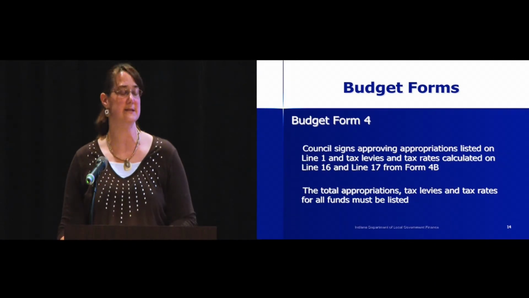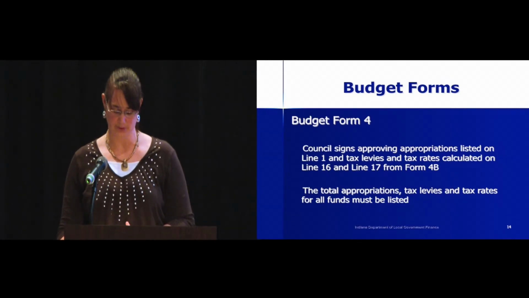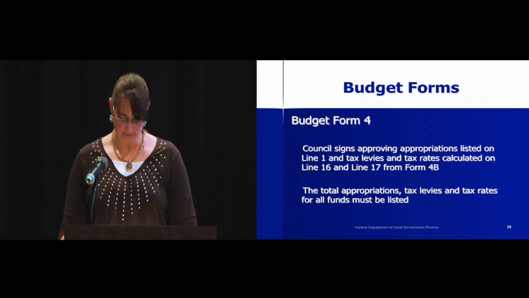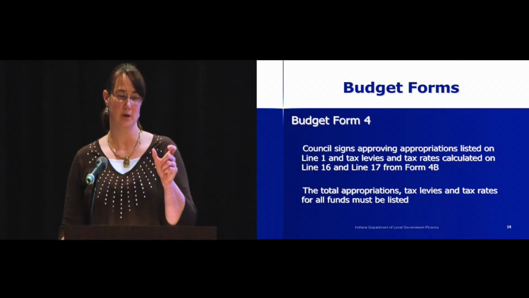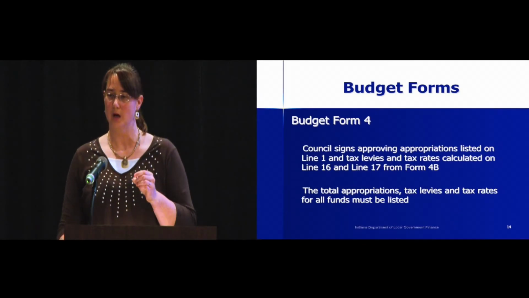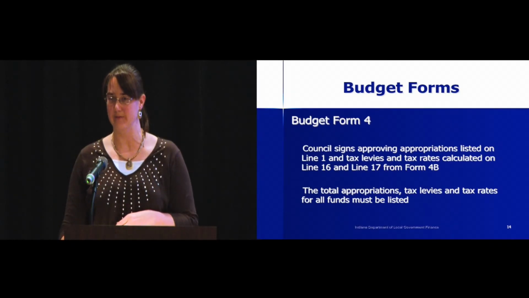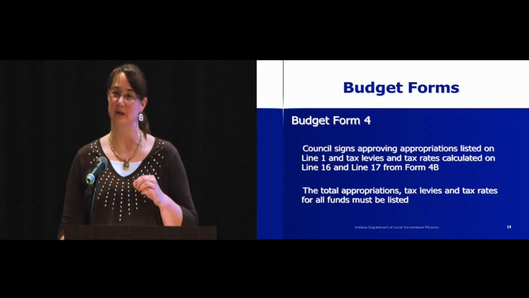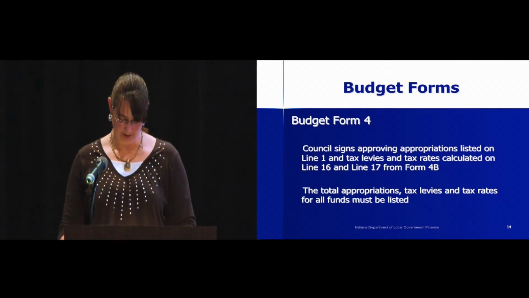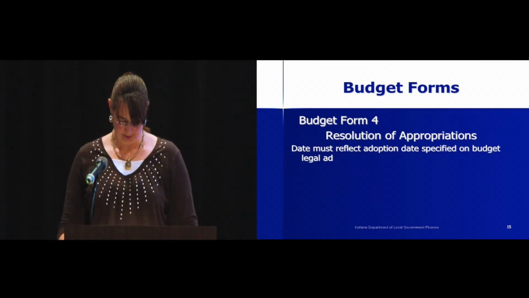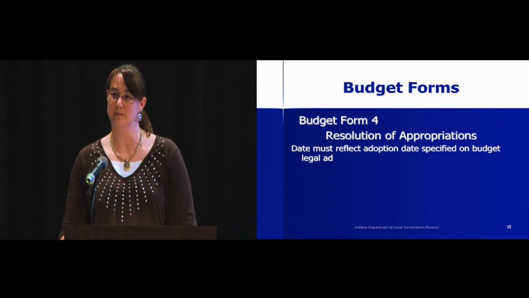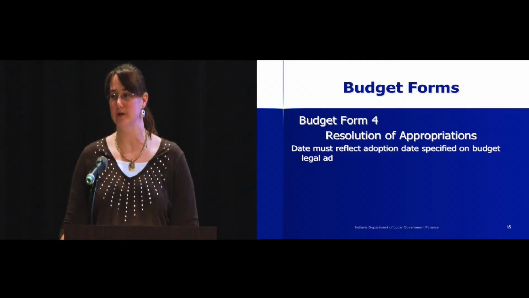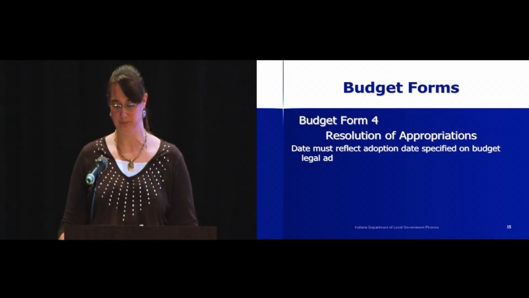Those would be lines 16 and 17 on the Form 4B that we'll talk about shortly. You'll see a total of line ones, a total of the tax rate, total of the levies. They're not listed individually on this form. The date of the adoption meeting on this form must be the same date that you put in the paper to notify the public of when this meeting would be held.